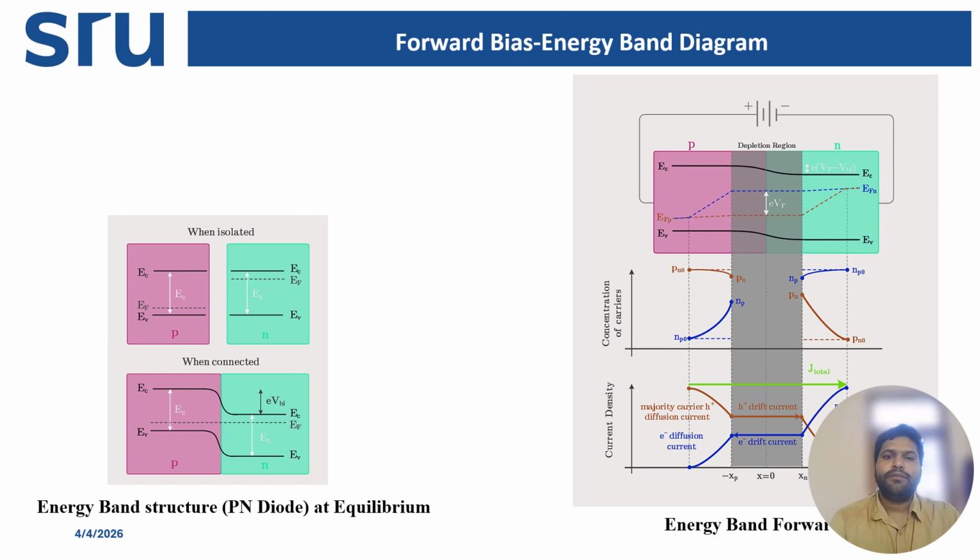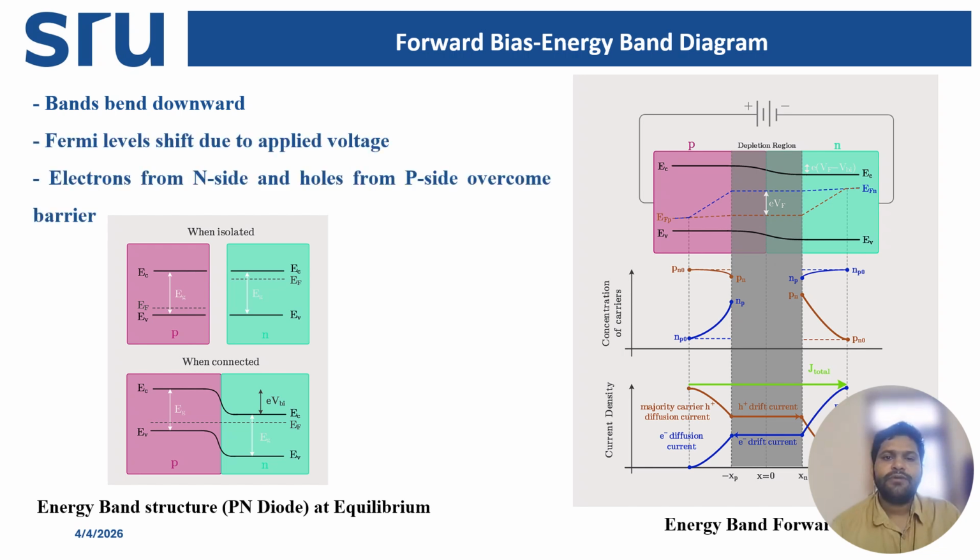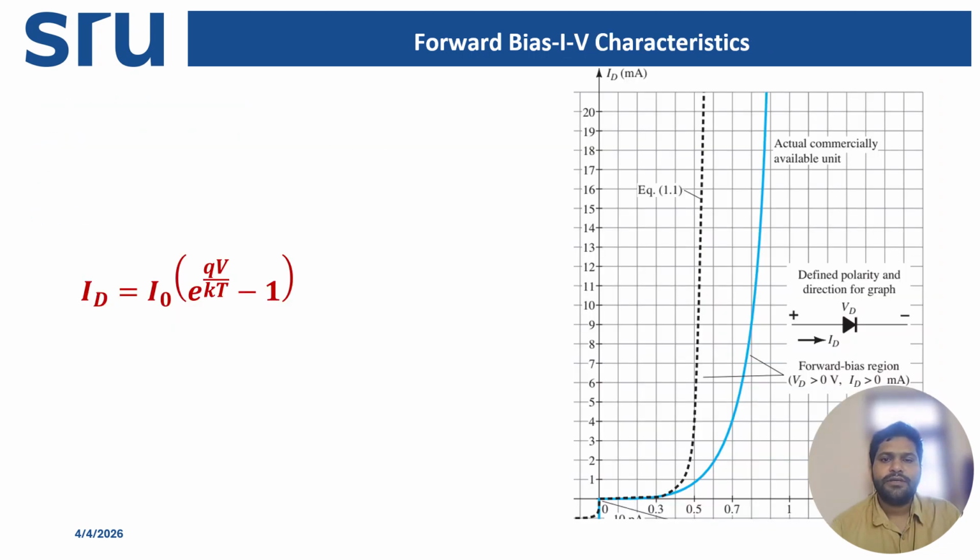So what are the important observations in forward bias energy band diagrams? Barrier height decreases, depletion width reduces, band bending decreases, carrier injection increases, and current increases exponentially. Even a small increase in forward voltage causes a larger increase in current. Next is reverse bias.